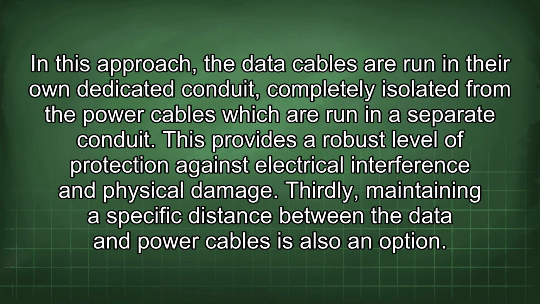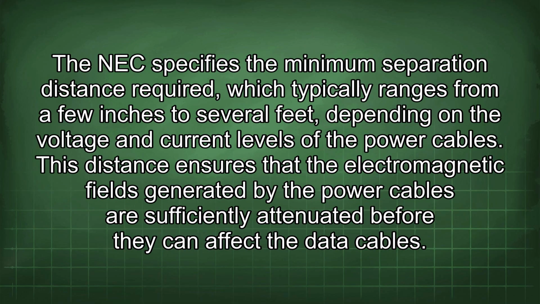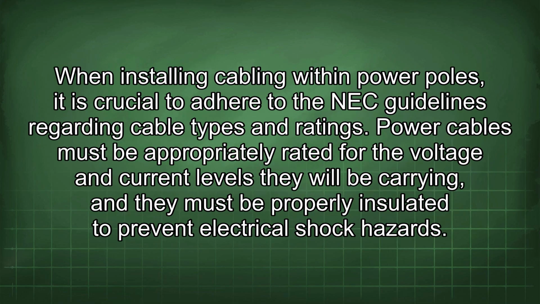Thirdly, maintaining a specific distance between the data and power cables is also an option. The NEC specifies the minimum separation distance required, which typically ranges from a few inches to several feet, depending on the voltage and current levels of the power cables. This distance ensures that the electromagnetic fields generated by the power cables are sufficiently attenuated before they can affect the data cables.